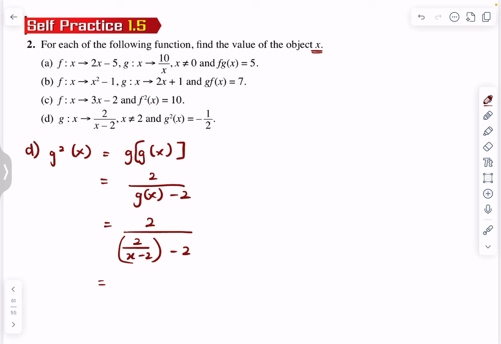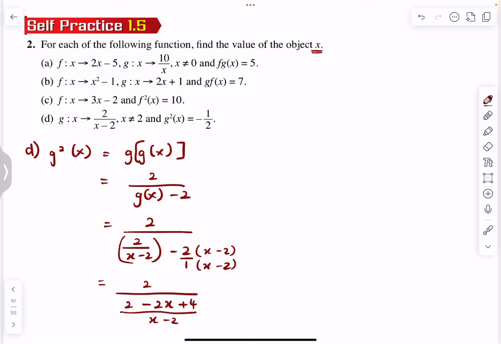So we can try to make the denominator the same. So this is 2 over 1. So top and bottom we times with x minus 2. So we're going to get 2 over 2 minus 2x plus 4 over x minus 2. Okay, so what I did was 2, then I did this. So we put that together, 2 minus 2x plus 4. Then the denominator is x minus 2.